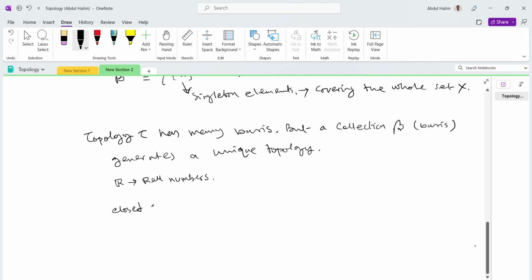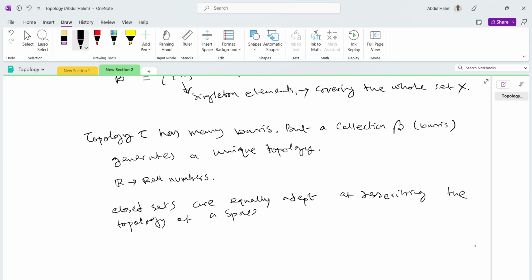But the thing I want to say is, is it possible to define a basis on closed sets or not? These are very important questions. But I don't feel much interest in defining on closed sets. But I write down: closed sets are equally adept at describing the topology of a space.